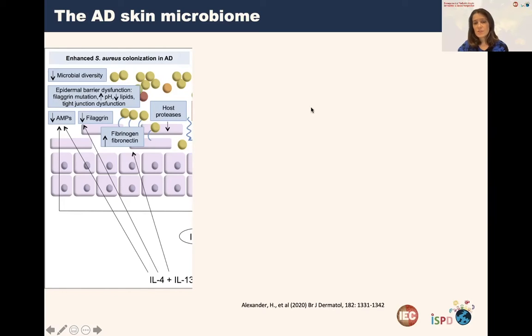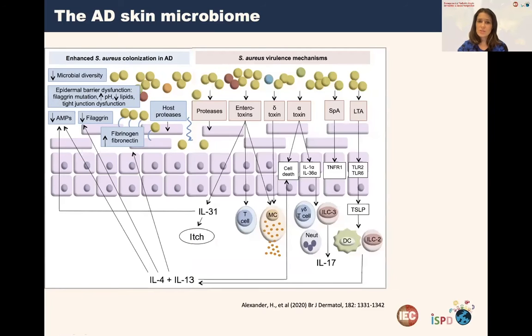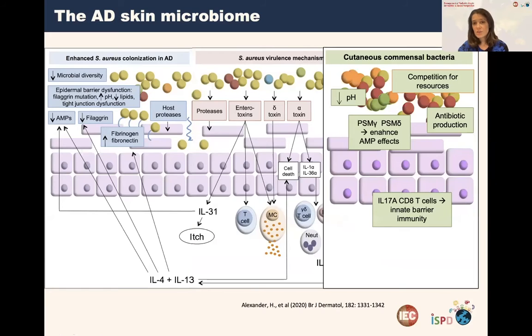In addition, Staph aureus itself has a number of virulence mechanisms which are likely to drive inflammation in the disease, for example, through production of enterotoxins, delta toxin, and alpha toxin, each of which activates different components of the cutaneous immune system.